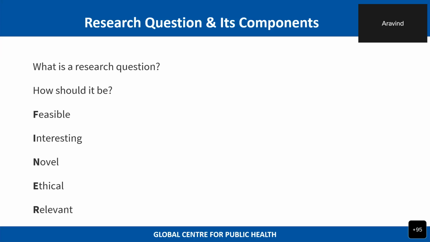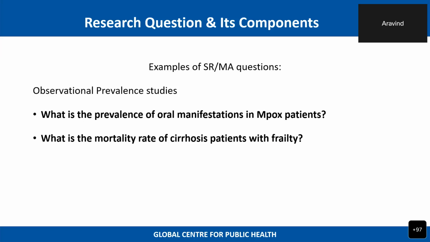For example, what was the oral manifestation in the mouth? What was the manifestation in the tongue? What was in the oropharynx? This was not reported by them. This is how we identified the novelty, or explained the novelty, in our meta-analysis. Ethically also, the research question satisfied the context.